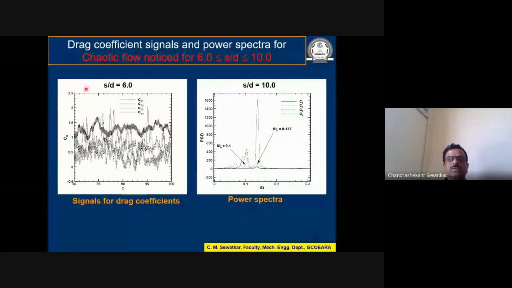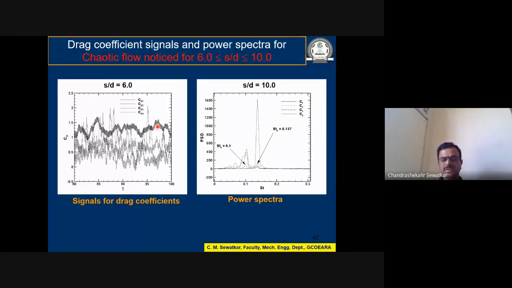We also work with S by T equal to 6. You can see the signal is highly chaotic in nature. There are a large number of other peaks in the power spectra. We have worked with S by T equal to 10 also. So this leads to chaos. At high gap ratio, the flow is chaotic in nature.